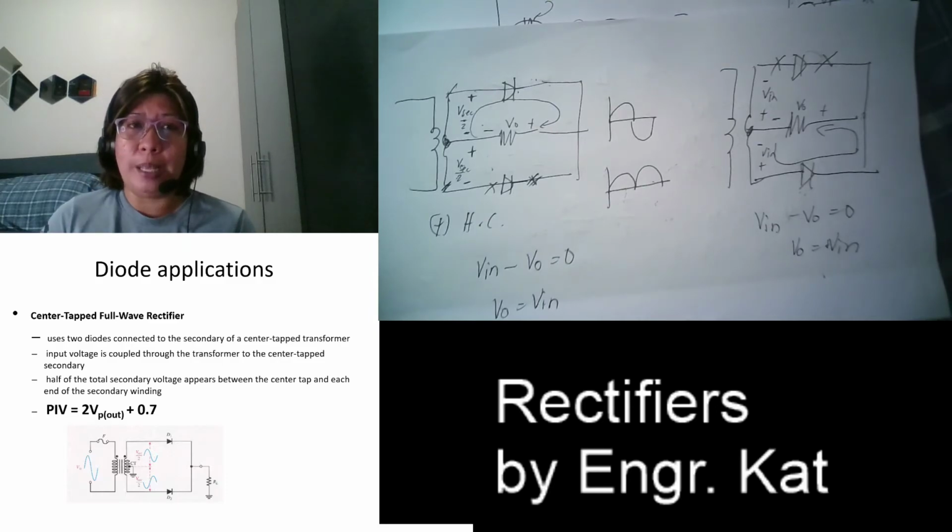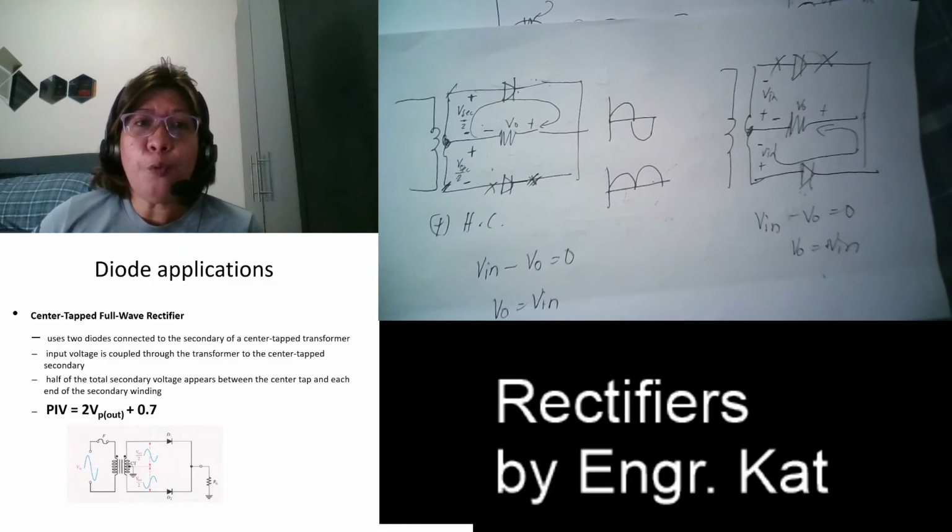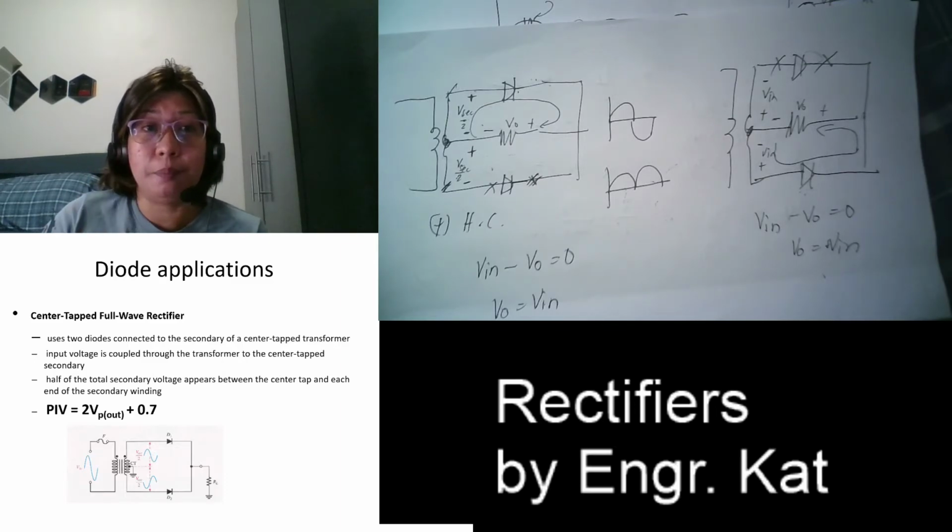Okay, so that explains that. If we place a diode here which is silicon, all you have to do is subtract 0.7 from your V in. So it is just the same.